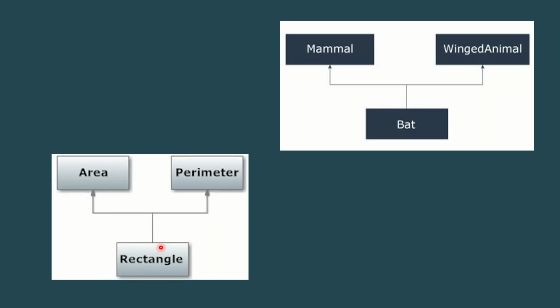This is a very good example. Rectangle is a derived class which has properties of area and perimeter. Okay, area and perimeter are considered here as base classes, and rectangle is the derived class. Here, mammal and winged animal are the base classes. Bat is a derived class. So, mammal is one base class, winged animal is a base class.